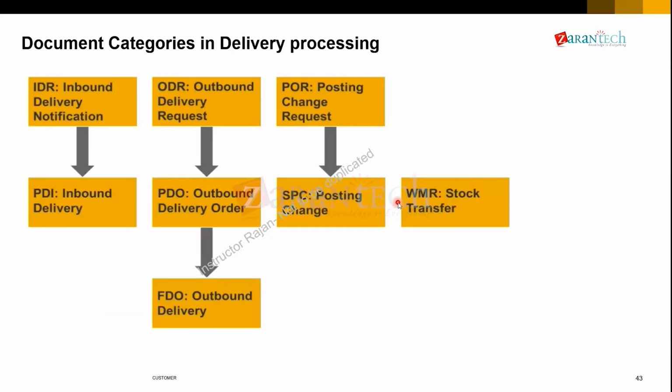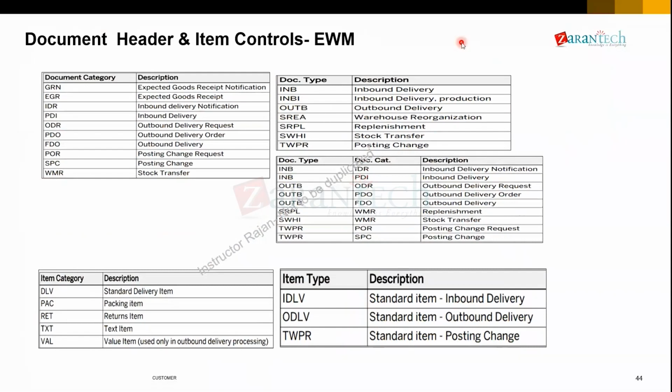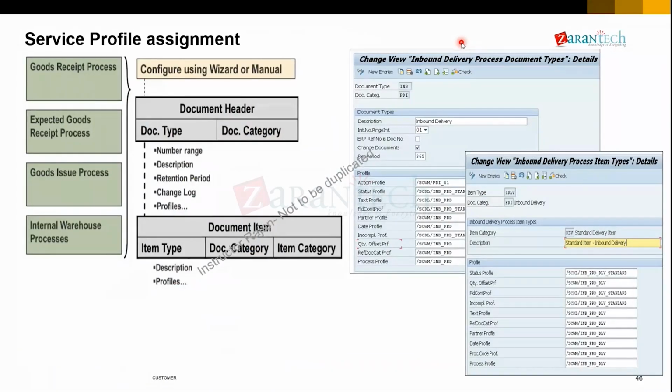Same as we have with the delivery type, it goes hand in hand with the document category. Similarly, item category also goes hand in hand with the document category. The combination of that is basically providing the desired results. So similar to that, we have the combination here. Just want to highlight, and this is for EWM documents. Are there any questions?